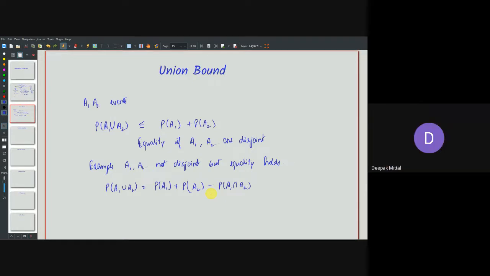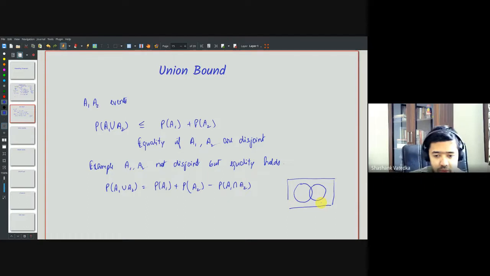So we can move the probability of A1 intersection A2 to the left hand side. Sir, in that case, if we draw the Venn diagram, the probability of A1 union A2 and A1 intersection A2, its sum is equal to the sum of the probabilities of A1 and A2. No, that always holds, right? You always have the probability of A1 union A2 plus the probability of A1 intersection A2 equal to the probability of A1 plus the probability of A2. That always holds.